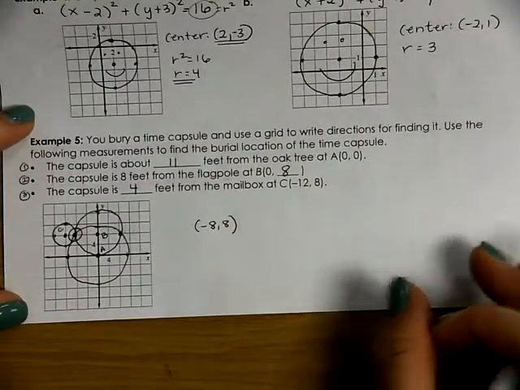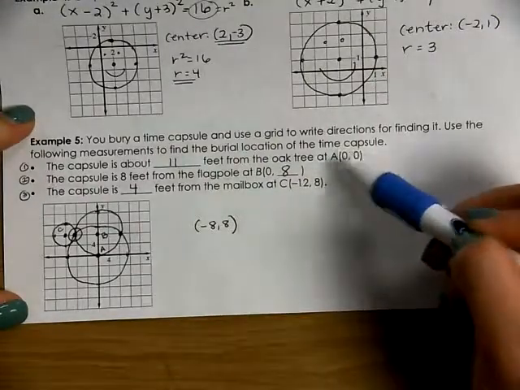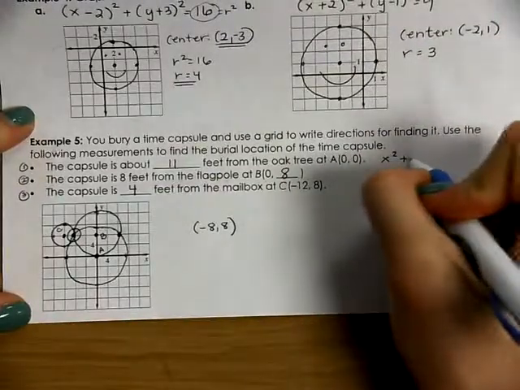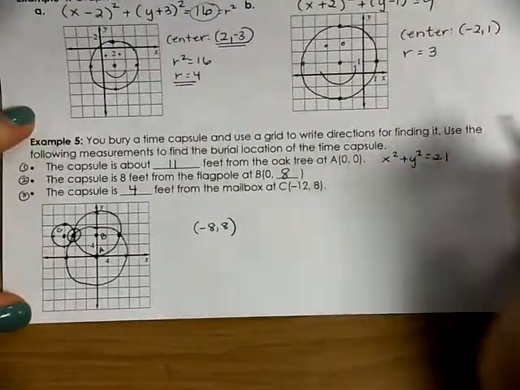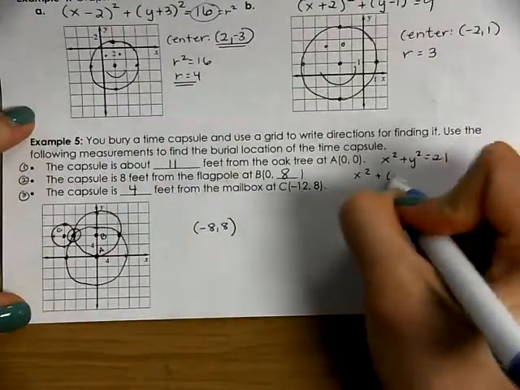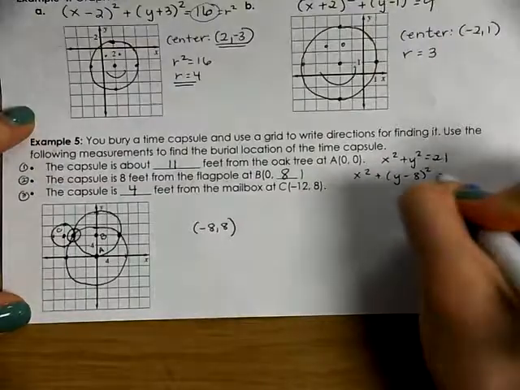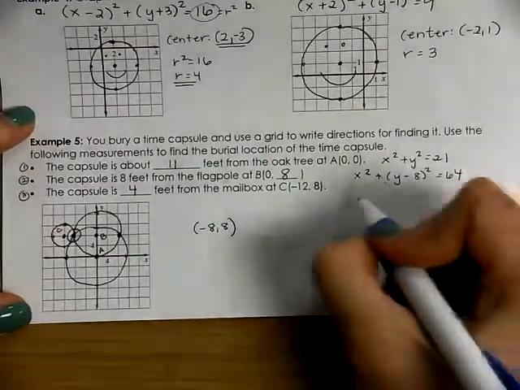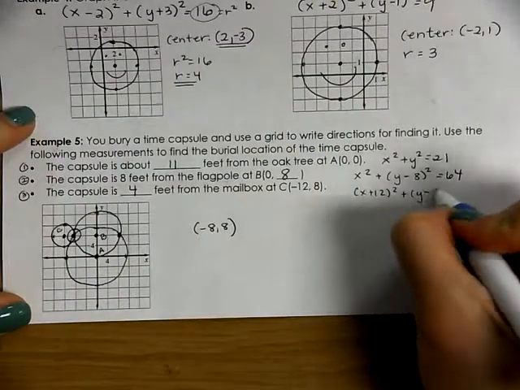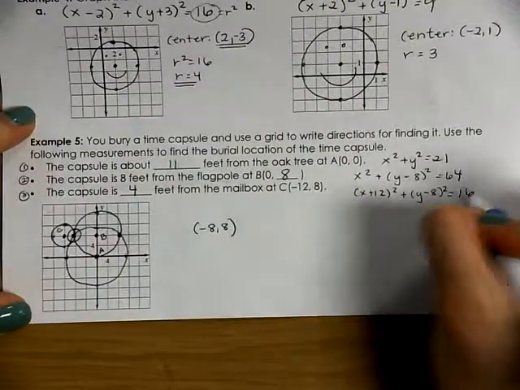If you want to try an Algebra 2 skill, you could write an equation for each one of these circles. Those equations would be x squared plus y squared equals 121. X squared plus y minus 8 squared equals 64. X plus 12 squared plus y minus 8 squared equals 16.